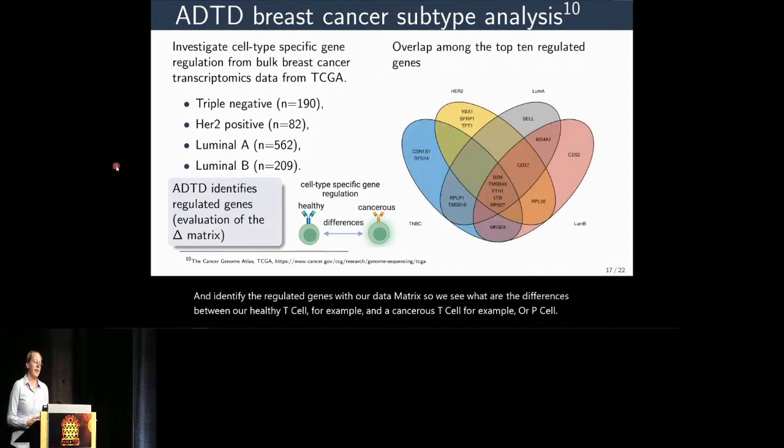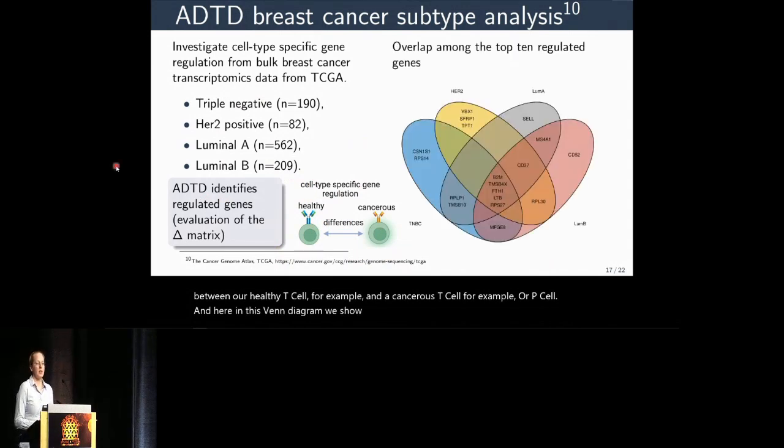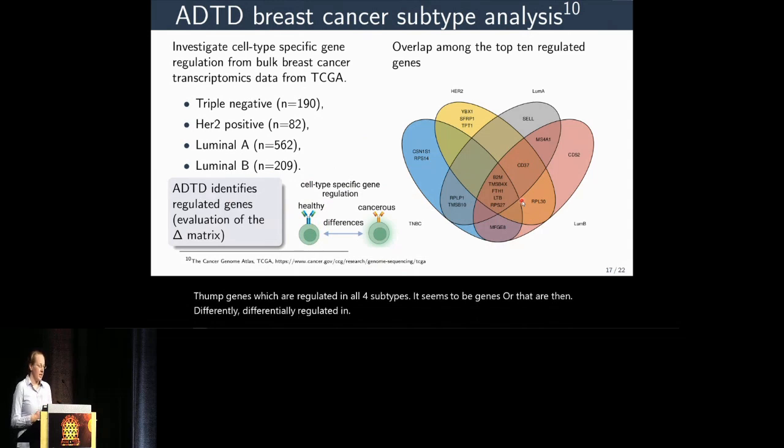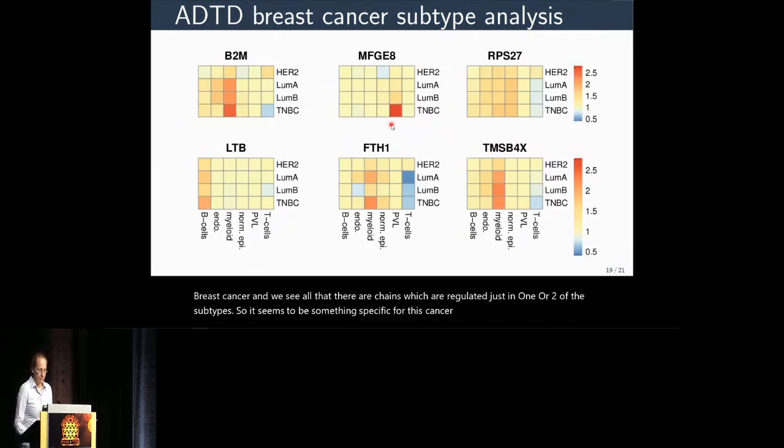And here in this Venn diagram, we show the overlap among the 10 most regulated genes. We see we have some genes which are regulated in all 4 subtypes. It seems to be genes that are differentially regulated in breast cancer. And we see also that there are genes which are regulated in just 1 or 2 of the subtypes. So it seems to be something specific for this cancer subtype.